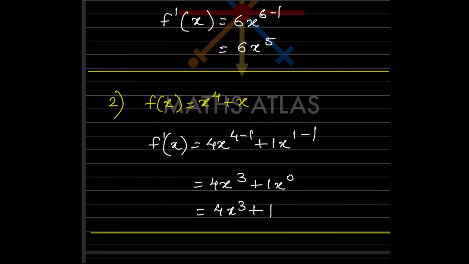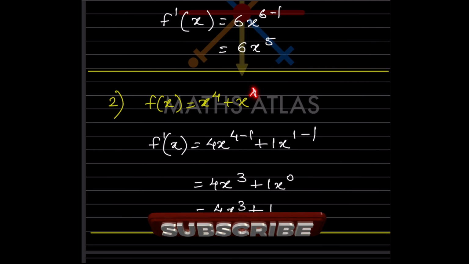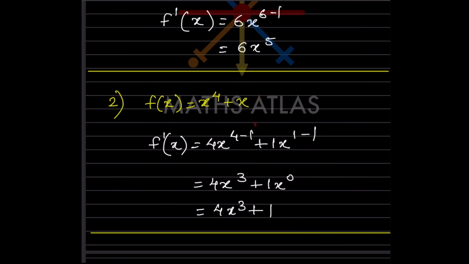Now here there are two terms. So what are you going to do here? Same thing. We'll use this formula for each term. So f dash x is going to be 4, this is n, x to the 4 minus 1. Here there is nothing, which means there is 1, so 1 into x to the 1 minus 1. So now you are going to get 4x raised to 3 and 1x raised to 0.